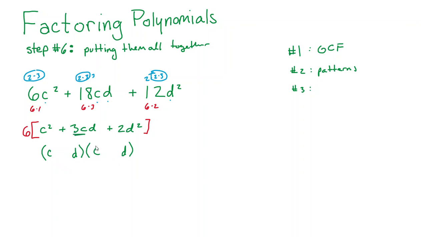So once we recognize that, then we can see that the only thing that we're worried about is that 2 and that 3. In other words, what are the factors of 2 that add up to 3? And of course 1 times 2 is 2, and 1 plus 2 is 3. So there it is, plus 1 and plus 2. And of course, don't have to write the 1d. So there's our factors, c plus d times c plus 2d, and then we'll bring down the 6.